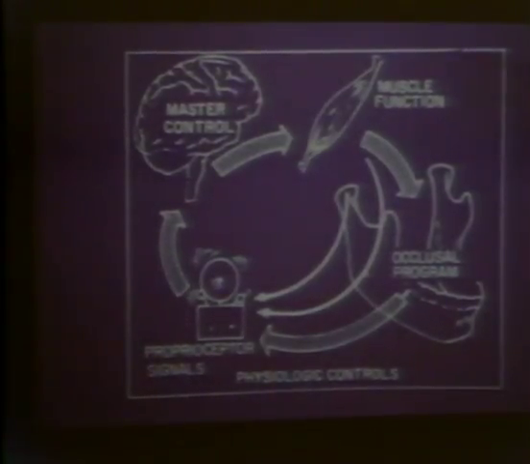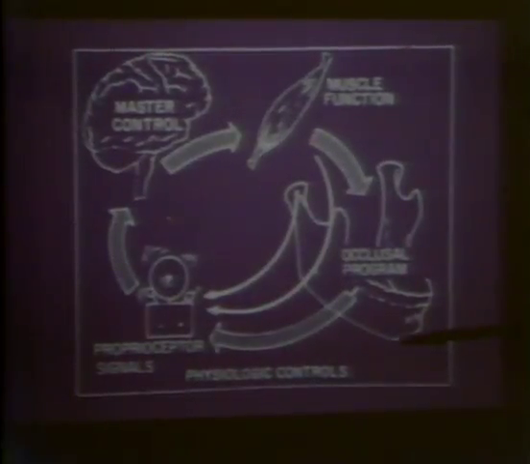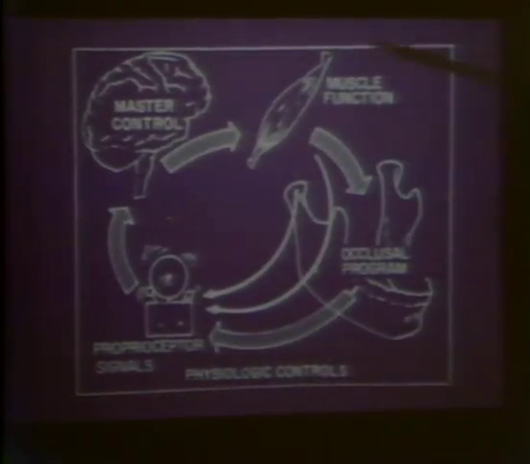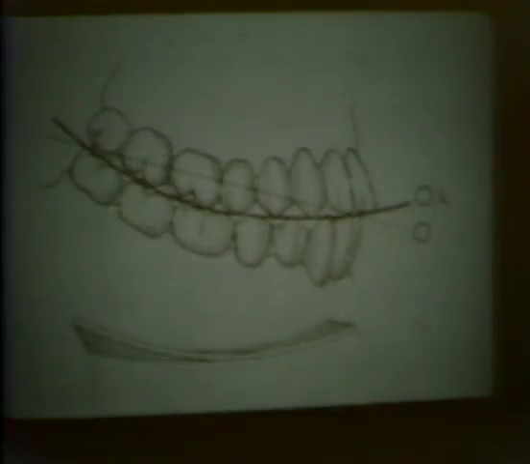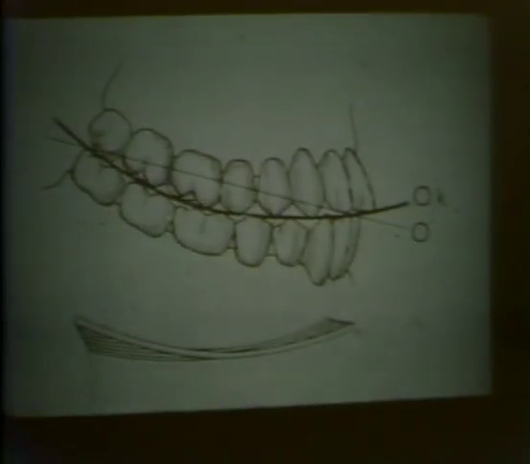And again, this slide, which we showed in a previous segment of this tape, discusses the delicate interplay between muscle function and the occlusal program, and how muscles, when they go into spasm, can cause traumatic occlusion. On the other hand, traumatic occlusion by itself can cause muscles to go into spasm and can create an even worse problem. So clinically, the problem that you will have is to figure out which came first.